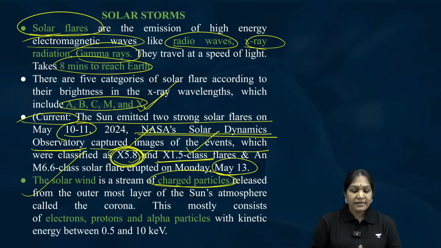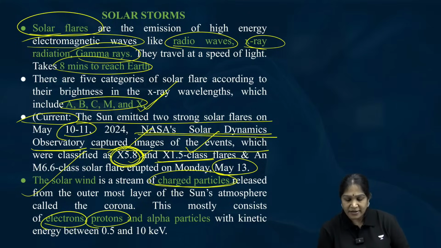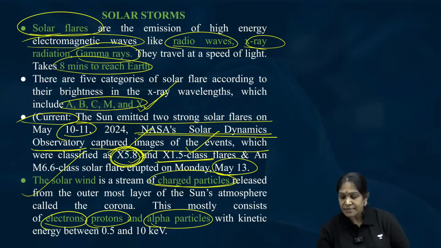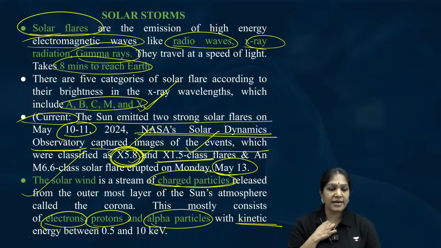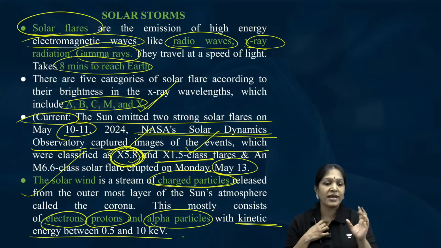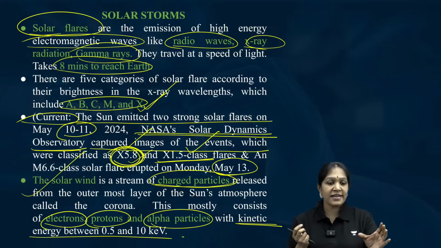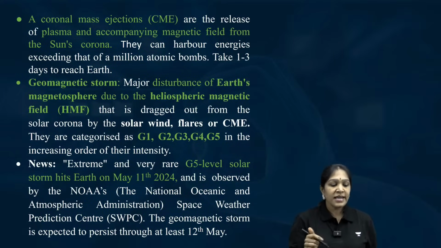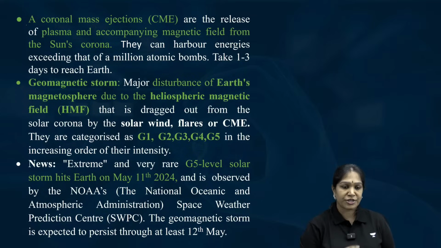What are these charged particles? Electrons, protons, alpha particles. And their kinetic energy. Kinetic energy means the energy of a moving object. Their kinetic energy is 0.5 to 10 kiloelectron volts. So flares are the radiation and solar wind is the charged particles. Very good. Then what is coronal mass ejection?